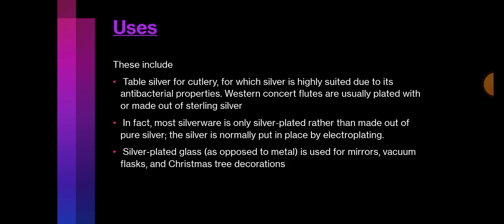Uses. These uses include table silver for cutlery, for which silver is highly suited due to its antibacterial properties, Western concert flutes, usually plated with or made out of sterling silver. In fact, most silverware is only silver plated rather than made out of pure silver. The silver is normally put in place by electroplating. Silver plated glass is used for mirrors, vacuum flasks, and Christmas tree decorations.